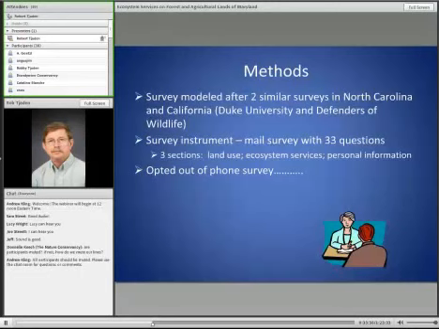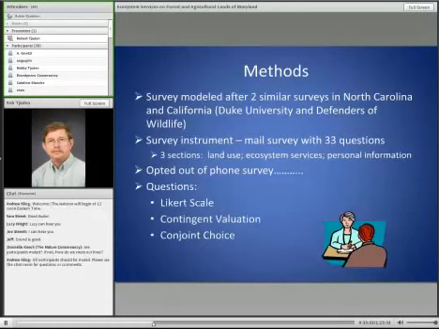The questions were of 3 general types. They were on a Likert scale of 1 to 5, with 1 being you don't agree with the statement, and 5 you strongly agree. Then contingent valuation and related questions, and the conjoint choice, and you'll see what those are.